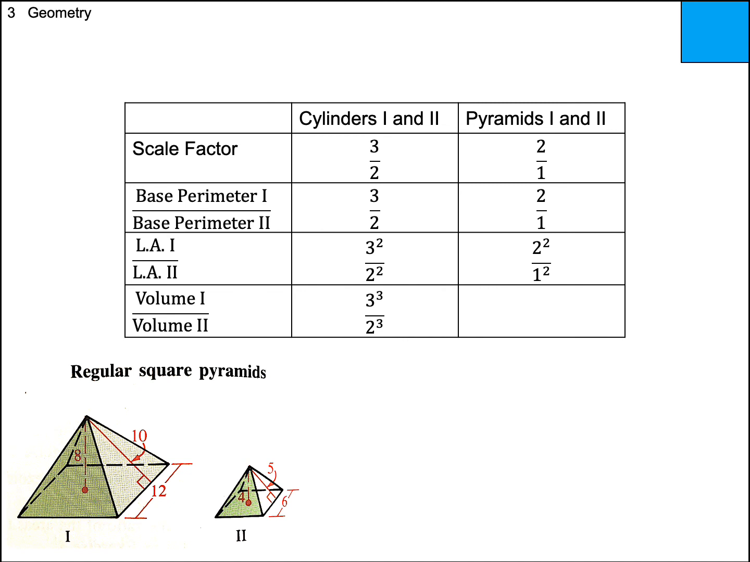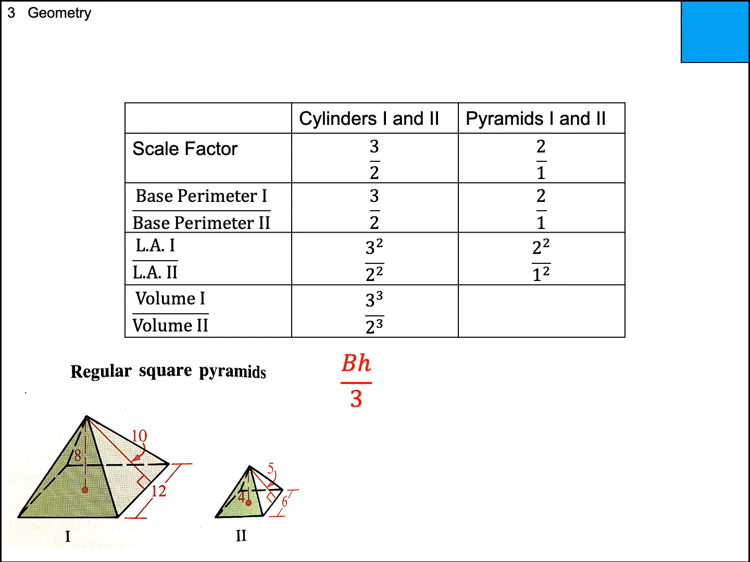Who remembers the formula for the volume of a pyramid? Well, there were a couple of them. The one I'm going to use is the base area times the height divided by 3. Remember that one? Okay, so let's see what works here.